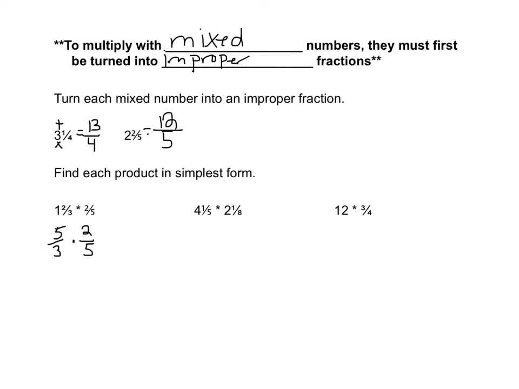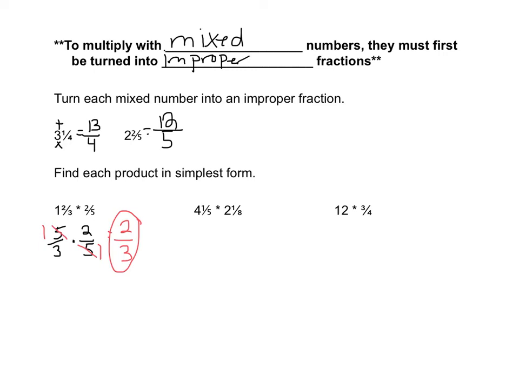Here, remember we can simplify, so I'm going to go ahead and change these each to 1. 1 times 2 is 2. 3 times 1 is 3, so 1 2/3 times 2 fifths would be 2/3. So why don't you go ahead and pause the video and try these next two on your own.